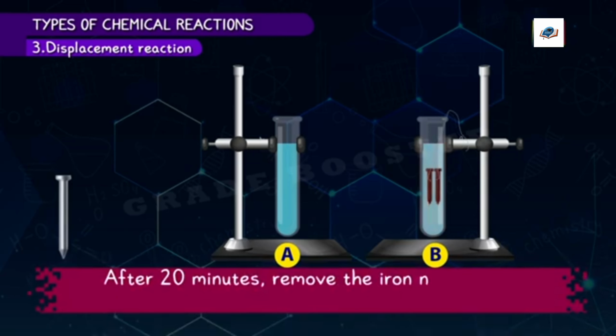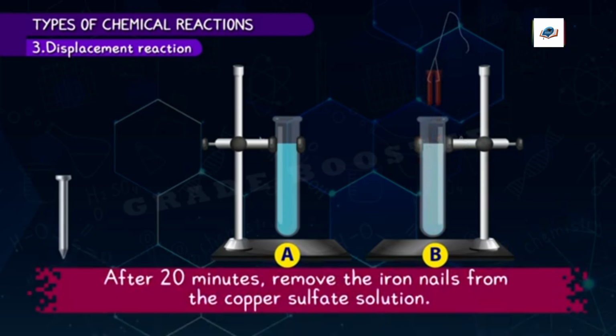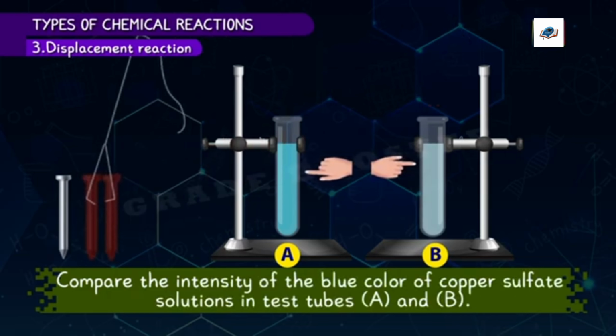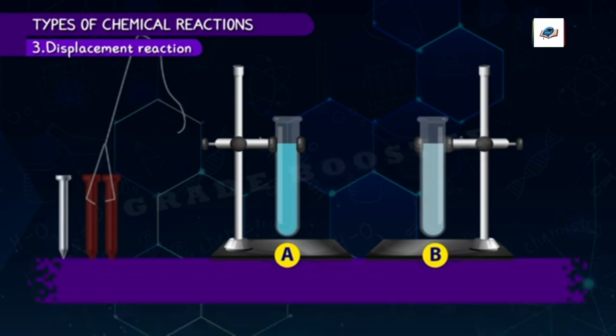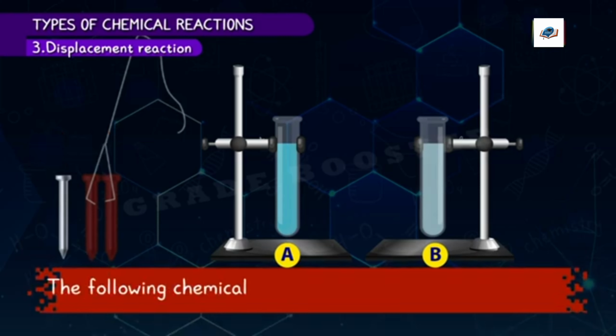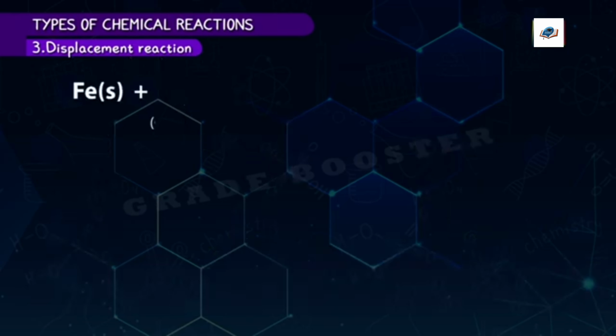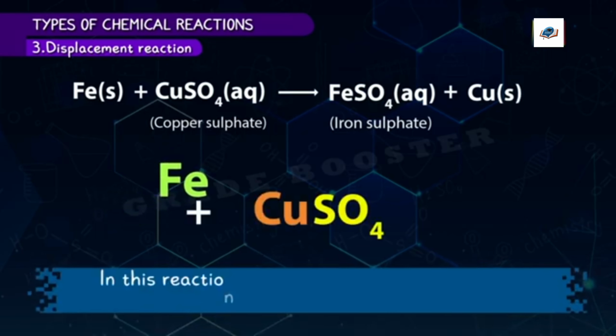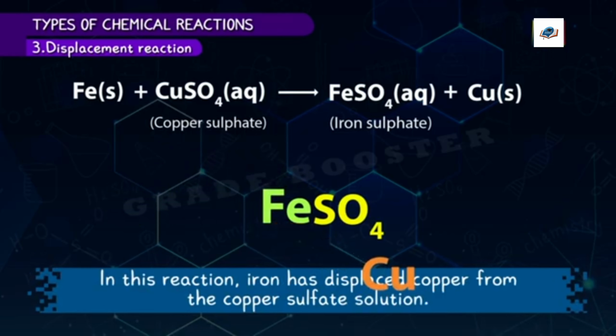After 20 minutes, remove the iron nails from the copper sulfate solution. Compare the intensity of the blue color of copper sulfate solution in test tubes A and B. Also compare the color of the iron nails dipped in the copper sulfate solution with the one kept aside. The following chemical reaction takes place in this activity. Iron plus copper sulfate gives rise to iron sulfate plus copper. In this reaction, iron has displaced copper from the copper sulfate solution. Such a reaction is termed as a displacement reaction.